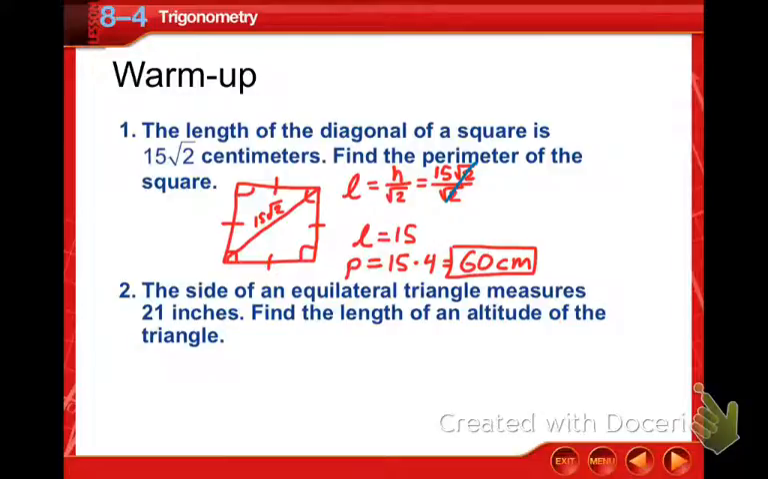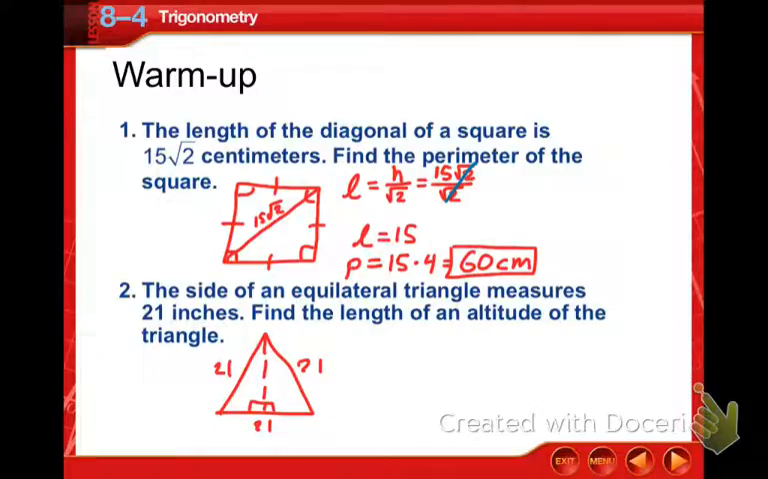For the second one, the side of an equilateral triangle measures 21 inches. We need to find the length of an altitude of the triangle. So, we have an equilateral triangle. All sides are equal. They're all 21. The altitude is going to cut this in half. It's also going to make this a right angle here at the bottom.